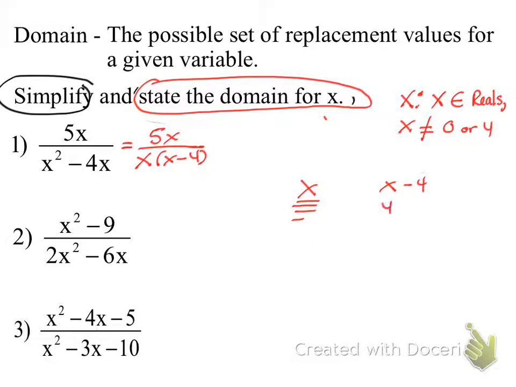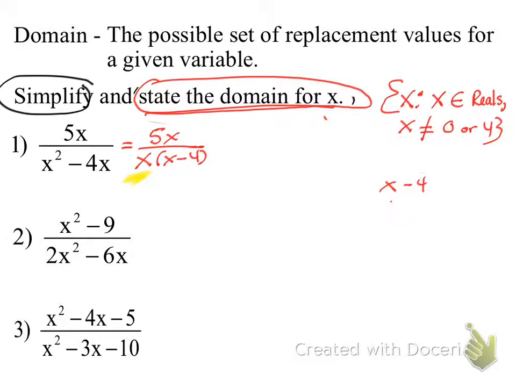If I had a 4 here, it would make it a 0, right? 4 minus 4 is 0. And if the x is a 0, it would give us a 0 right here. So, and then we're going to put that into braces. Now what that is, is stating the domain. Is everybody clear? Now the next part is to simplify.